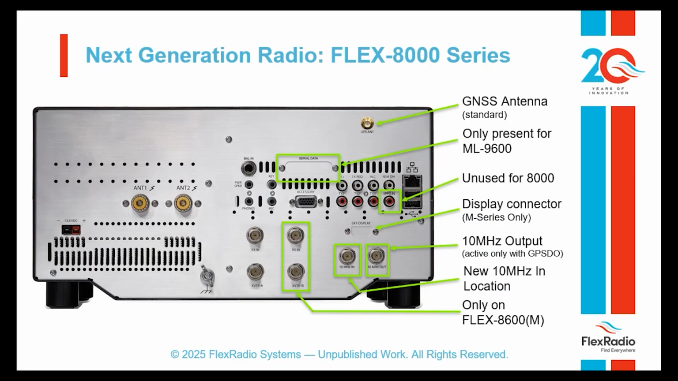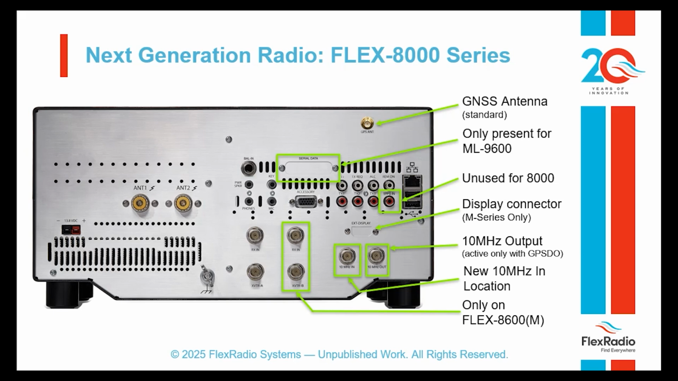At the top here, we have a GNSS antenna connection. There is a space here for serial data in and out. If you have a DB25 with serial data, nobody in here has that, I'm pretty sure. We use that for the military. You don't want to use that, so we pulled it out of this radio. There's a display connector there, which is populated if you have an M series, so you can plug an external HDMI monitor into it and put it on a big screen.